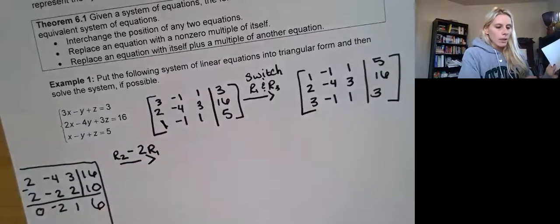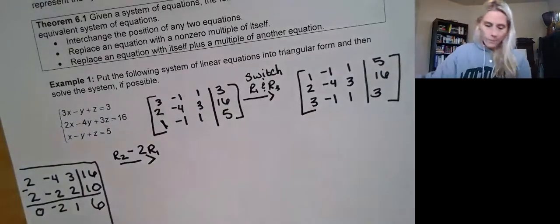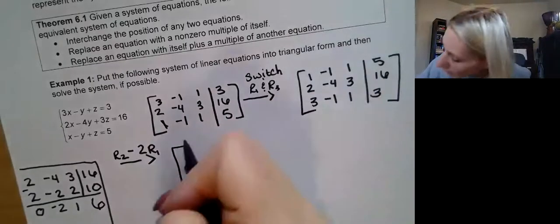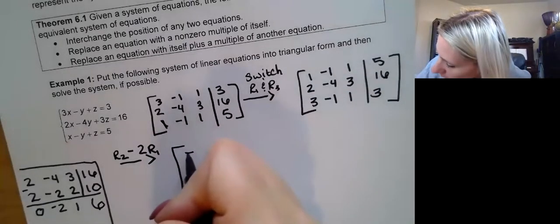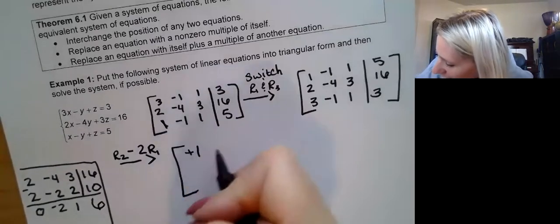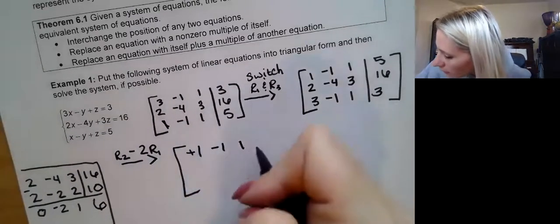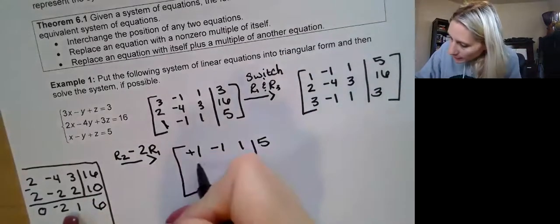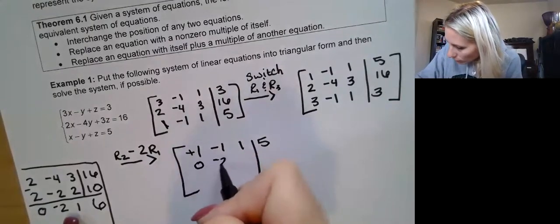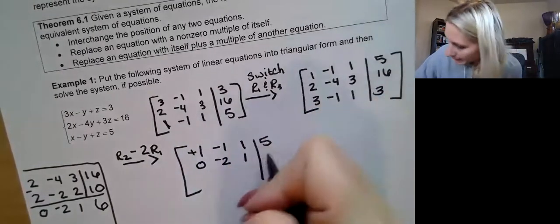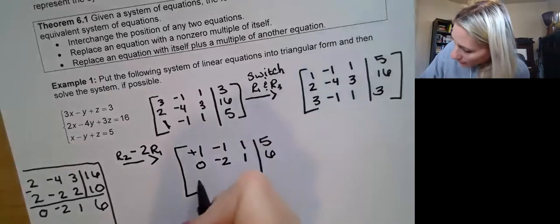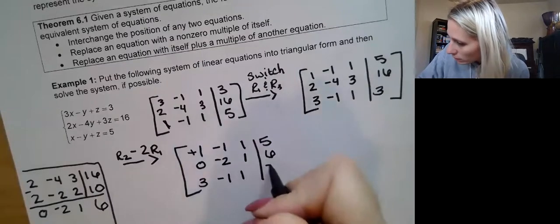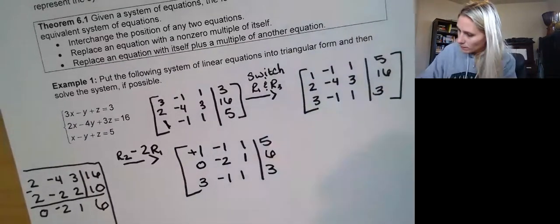Okay, so now I'm going to rewrite this and say, remember that row 1 stays, so that should be positive, 1, -1, 1, 5. Now my new row 2 is this, 0, -2, 1, 6, and I still have 3, -1, 1, 3. Okay.